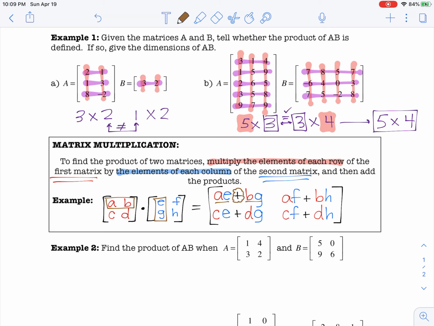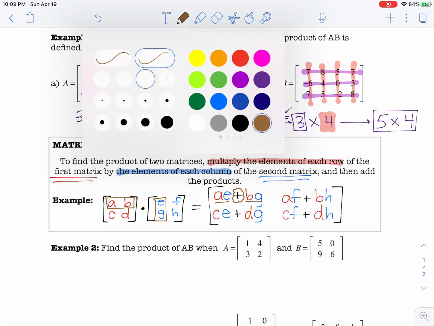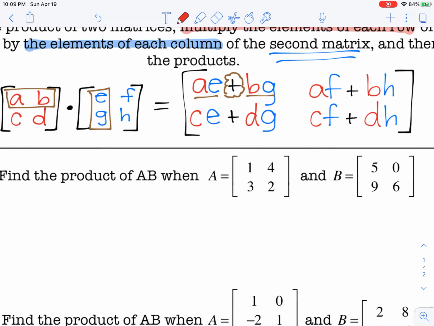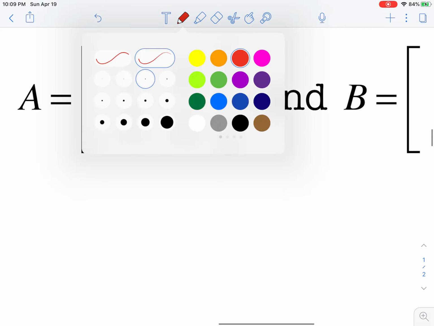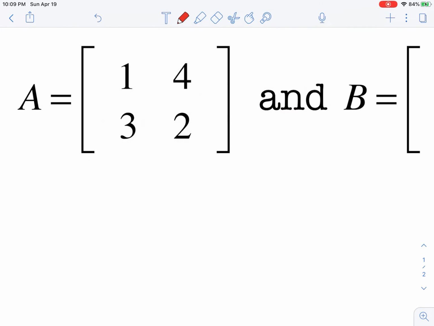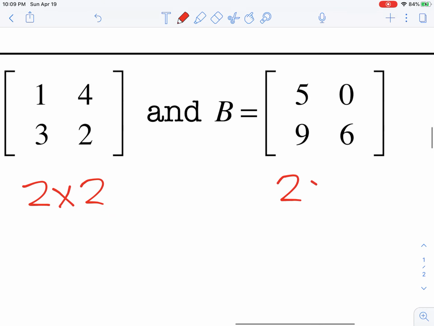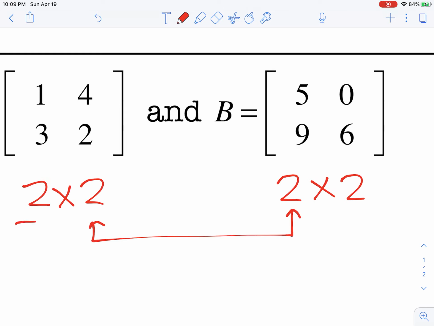So let's try this out. I'm going to try and color code it to assist, if that helps at all. First off, let's check to make sure it can actually be multiplied. This is a 2 by 2, as is this. So yes, we do have this number that matches, so we can multiply these together, and our resulting matrix should be a 2 by 2 as well.